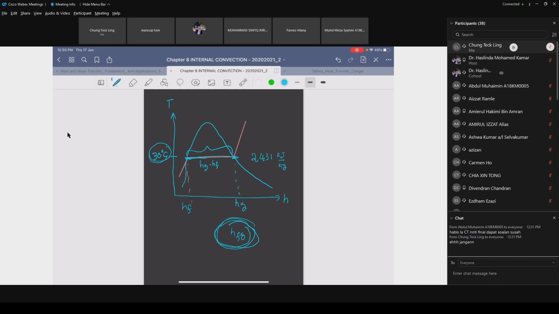Janganlah tekaku lagi. Faham. Sudahlah, tu nak tekaku sangat. Kecuali lah tak pernah ambil plat tebal.